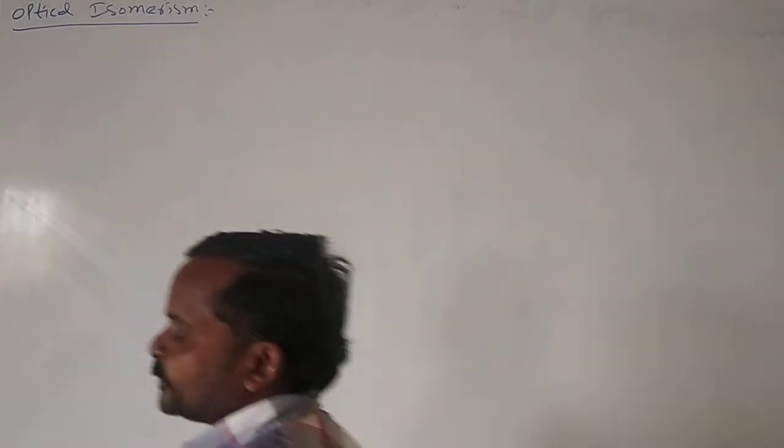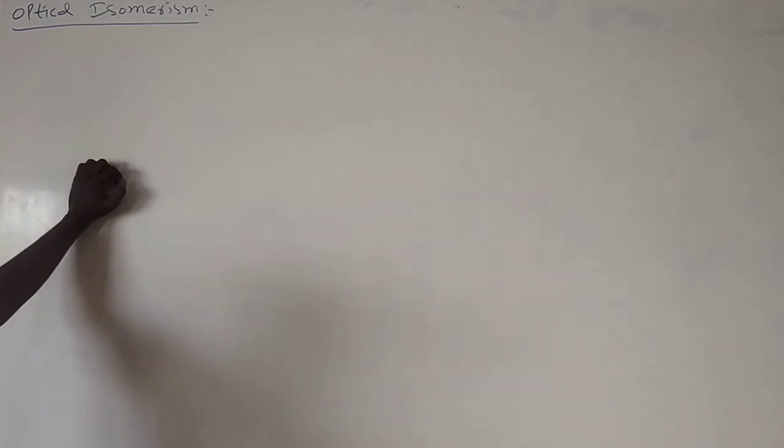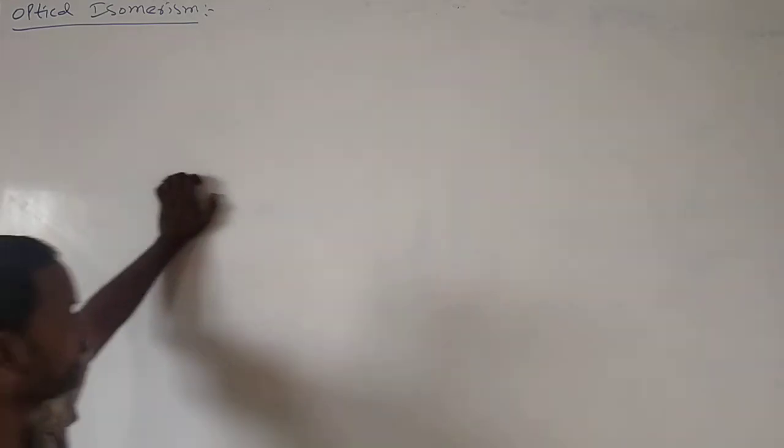In continuation of the last topic, last video, optical isomerism. Yesterday we discussed optical isomerism. The compounds which have the same molecular formula but differ in rotation of plane polarized light are simply considered as optical isomers, and the phenomenon is called optical isomerism.